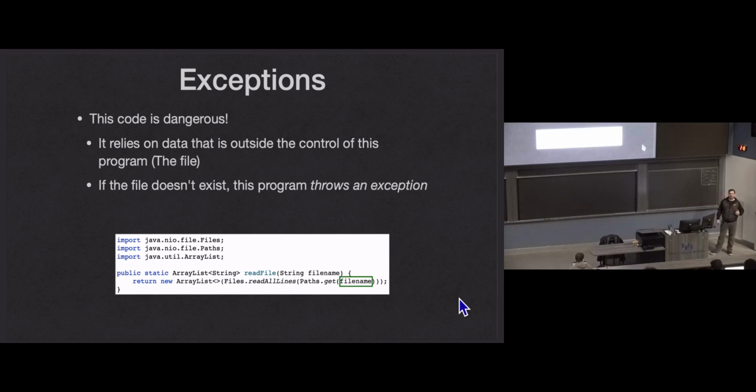Things can blow up easily, namely if the file doesn't exist. This file might not exist, and there's nothing we can do about it. We cannot guarantee that file will be there. Files are outside of the control of our program.